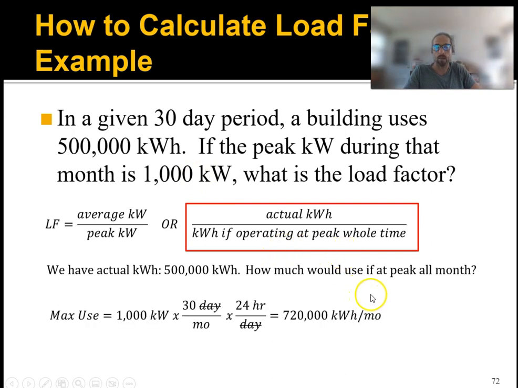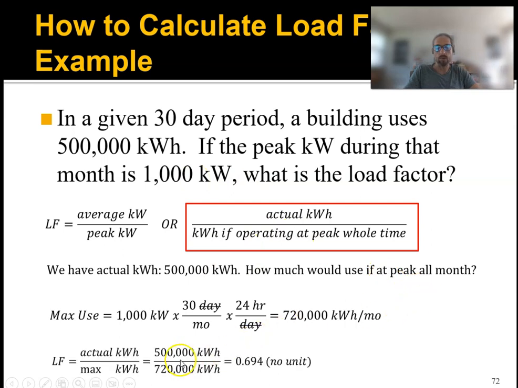So let's do that. 1,000 kilowatts, 30 days per month, 24 hours a day, 720,000 kilowatt hours per month. So that's if we were operating at this peak all 30 days straight, right? So total demand the whole month. Okay, so now we divide one by the other. 500,000 divided by 720,000. Again, the units cancel out. We're left with 0.694. Same exact answer.